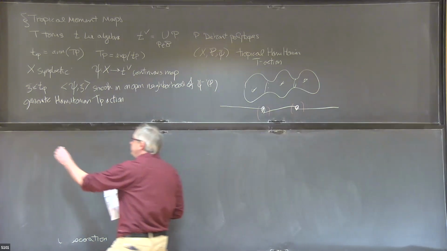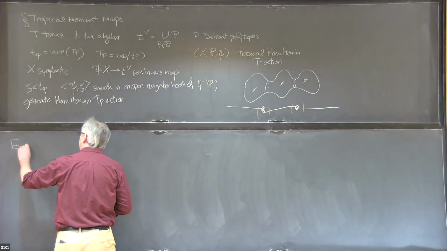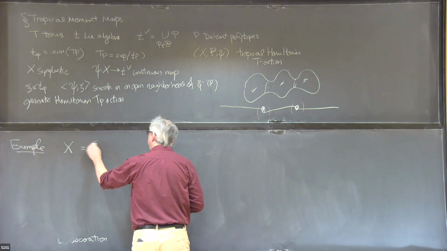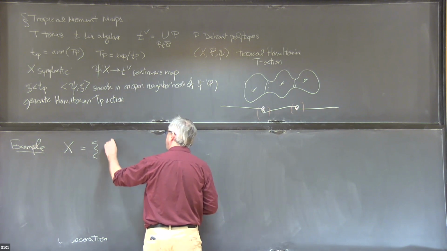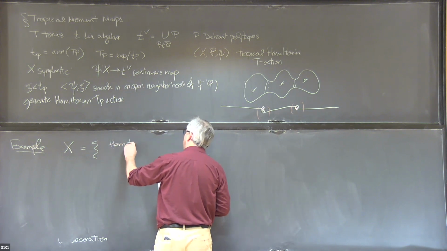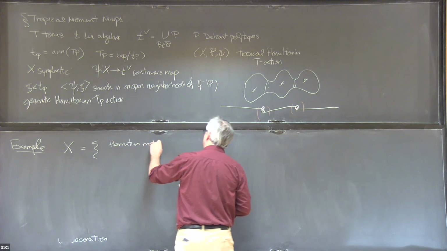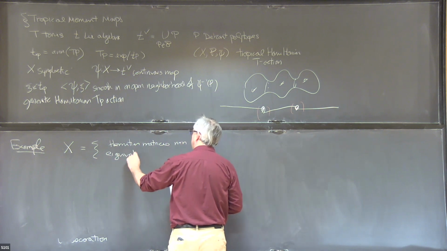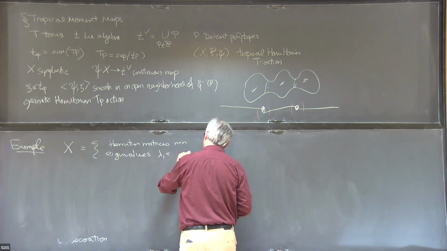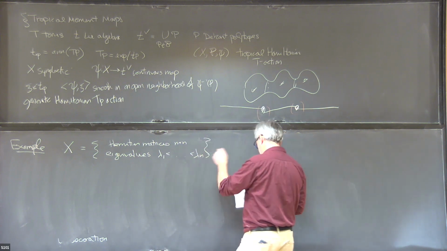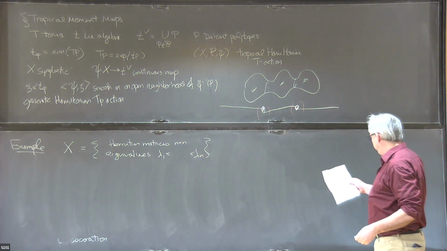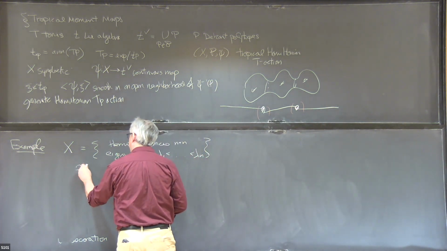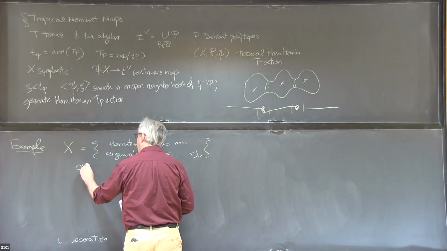Suppose that X is the coadjoint orbit of U(n), so let's identify that with Hermitian matrices with n eigenvalues ordered in increasing order. And so this is diffeomorphic to the variety of full flags in C^n.